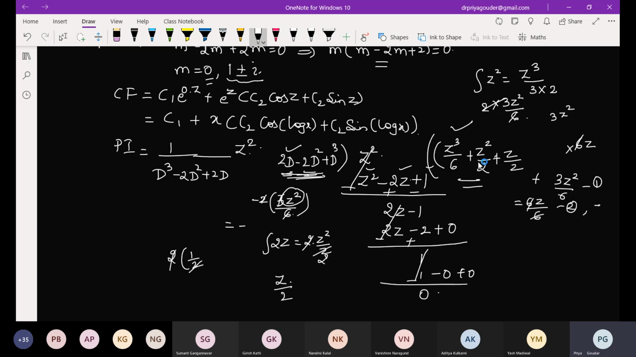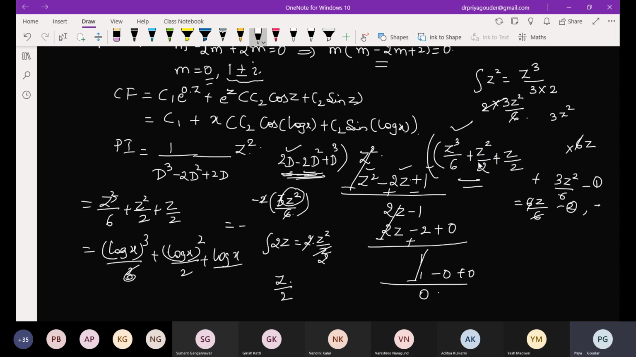This is your answer: z cube by 6 plus z square by 2 plus z by 2. Substitute back the value of z. What is z? z is log x, no? Log x the whole cube by 6, log x the whole square by 2, and log x divided by 2. This is your PI. Write the last step. Okay, write it down, I'll just end the class.